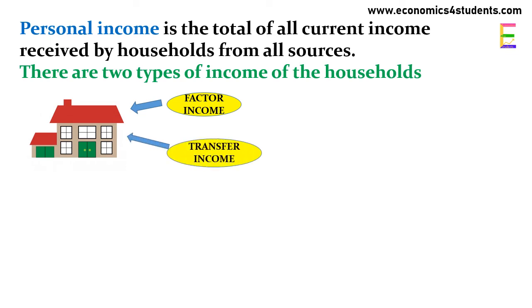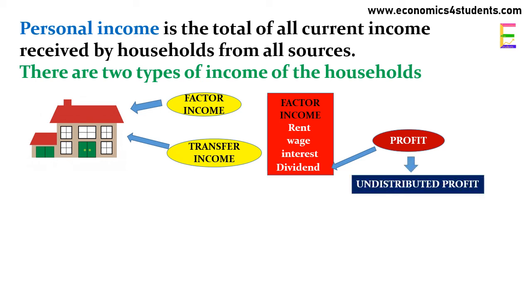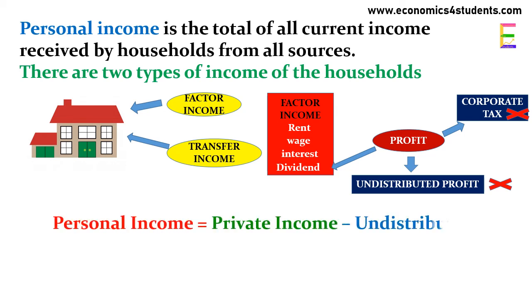Here, the factor income includes rent, wage, interest and part of profit which is distributed among the shareholders, that is dividend. Some part of the profit retained by the firms which is called undistributed profit and part of the profit which is taxed by the government called corporate tax are not included in personal income. So, personal income is equal to private income minus undistributed profit minus corporate tax.